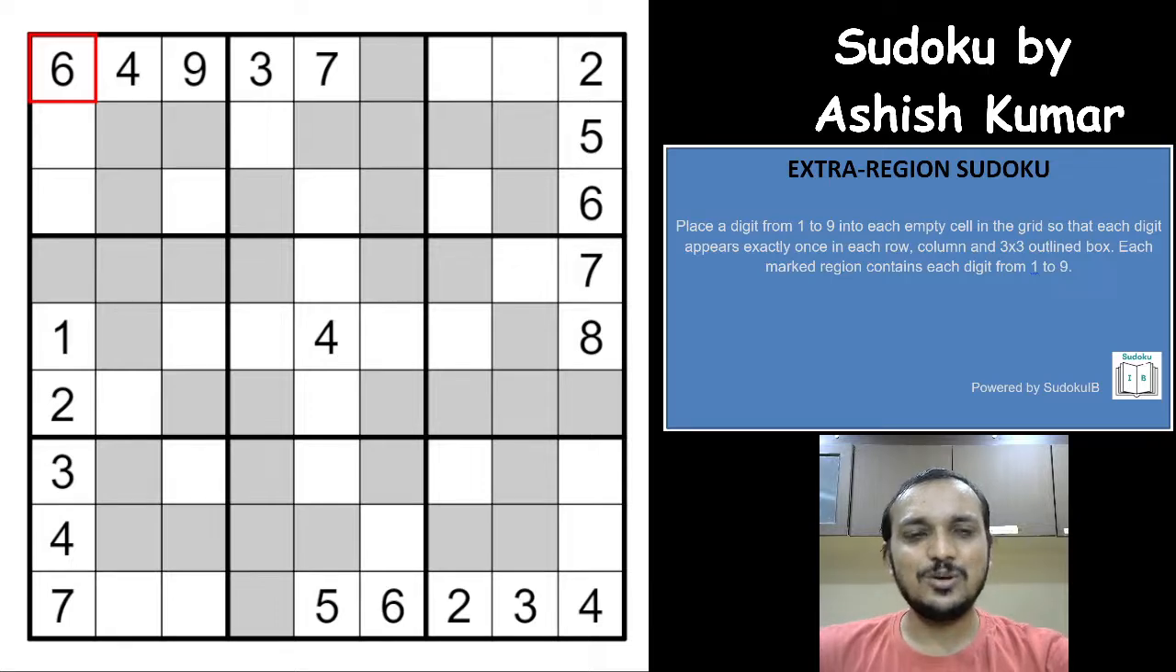Ashish here, and today I'll be covering a Sudoku variant called Extra-Region Sudoku.